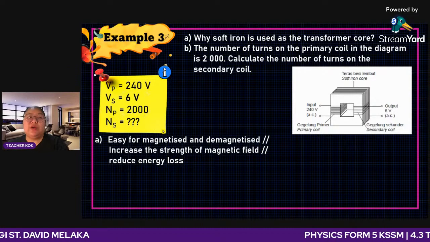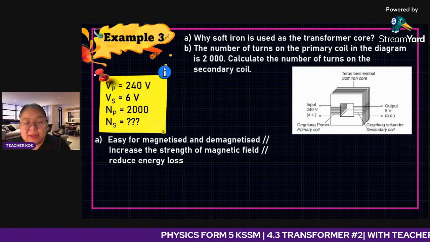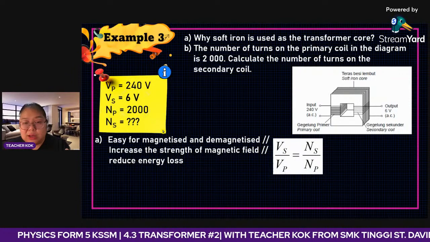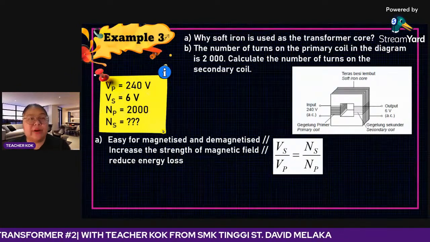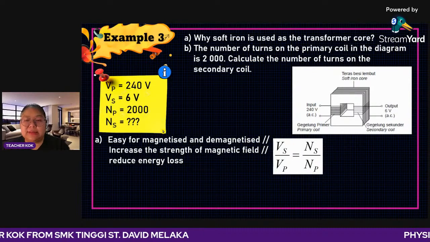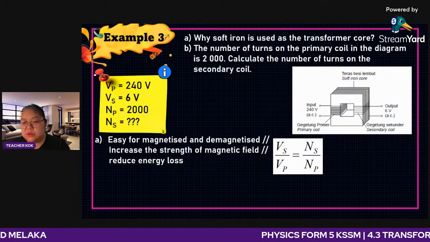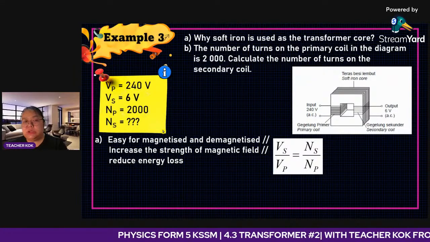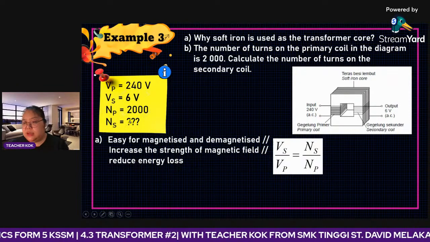So student, you need to calculate for me the number of turns for the secondary coil. I give you the formula: Vs over Vp equals Ns over Np. I want to find Ns, the secondary number of turns. We just wait for the students.